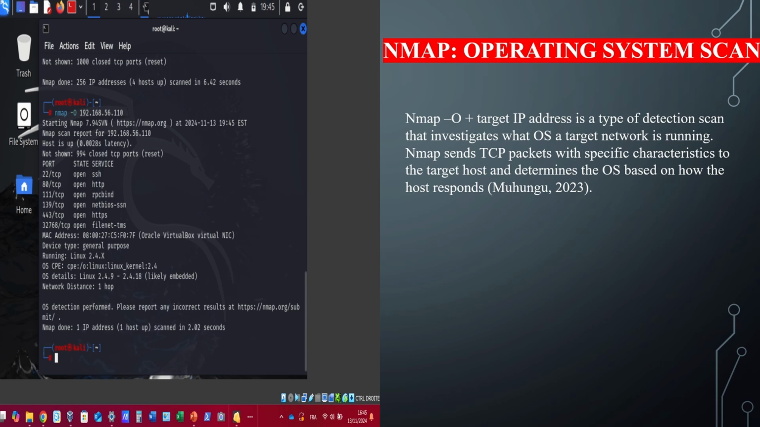Nmap switch O plus a target IP address is a type of detection scan that investigates what operating system a target network is running. Nmap sends TCP packets with specific characteristics to the target host and determines the OS based on how the host responds. This command only scanned the open ports on the network, and it estimated to only have one hop present.